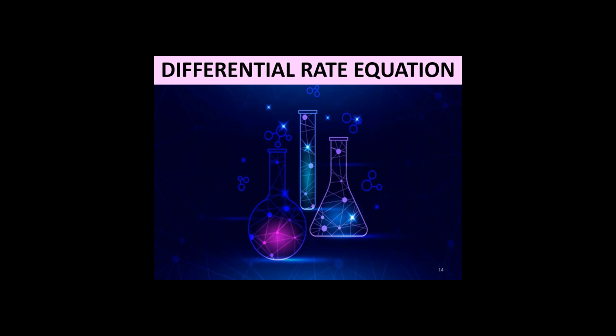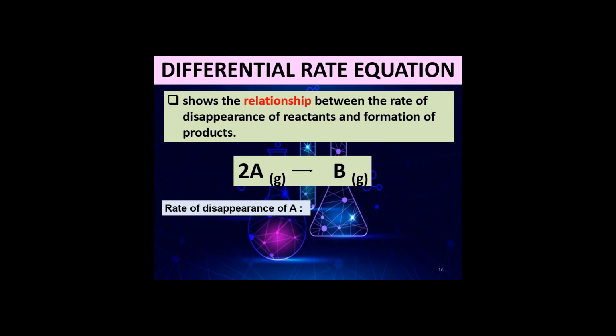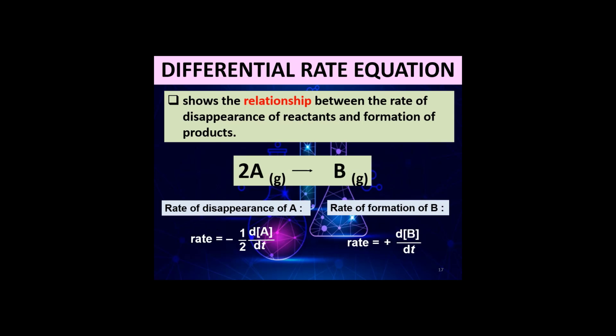The differential rate equation shows the relationship between the rate of disappearance of reactants and formation of products. Refer to the reaction: 2 moles of A produce 1 mole of B. So we can write the rate of disappearance of A: rate equals negative 1 over 2 d[A] over dt. The negative sign shows disappearance of reactant. Rate of formation of B: rate equals positive d[B] over dt. The positive sign shows the formation of B.